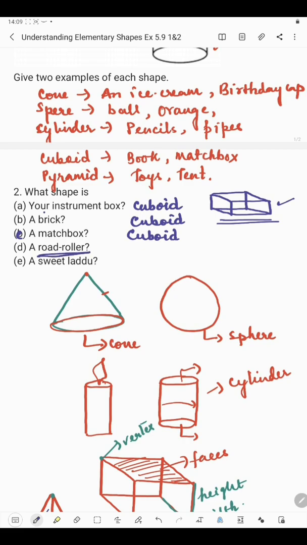Now road roller. What is a road roller? A road roller is used to construct the road, and the machine used looks like this. So this is the shape of a cylinder. So we'll write cylinder here. And the last one is sweet laddu. A laddu looks like this, round in shape. So that means this is the shape of a sphere.